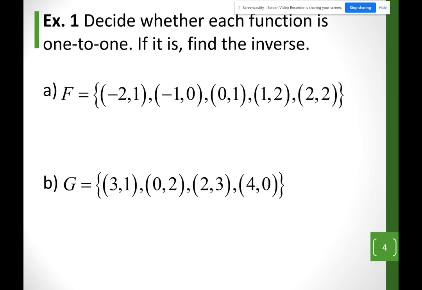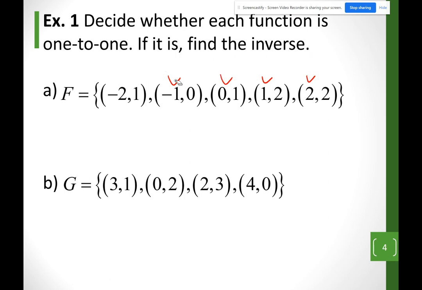Let's take a look at this as an example. First of all, it says, decide whether each function is one-to-one. If it is, find the inverse. So first of all, I want to make sure it is a function. It says it is a function because it says decide whether each function. So it is telling me it is a function. And the way I know it is a function is because I look at the x values and I can see that they are used only once. So it is a function. I kind of knew already because it says decide whether each function. But that's how you check if this is a function.